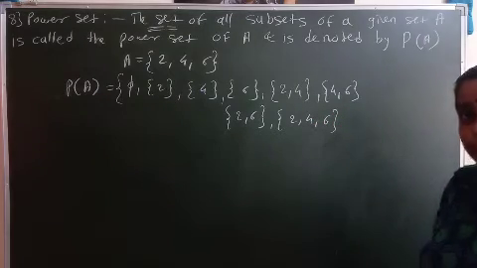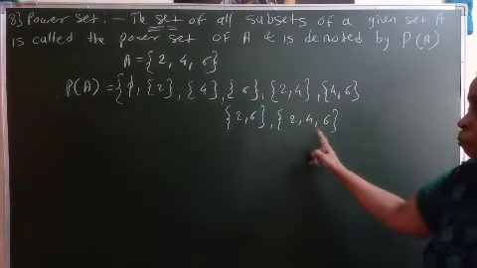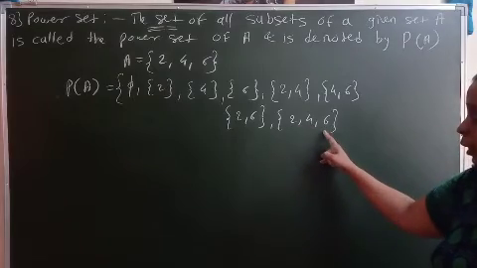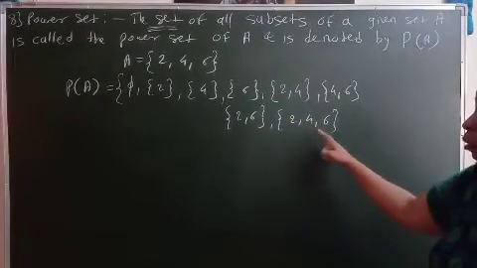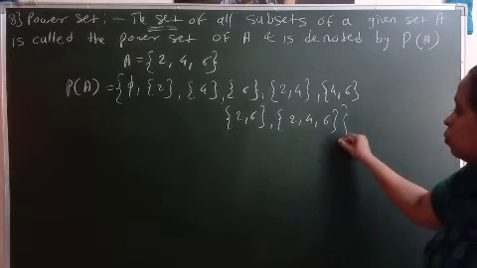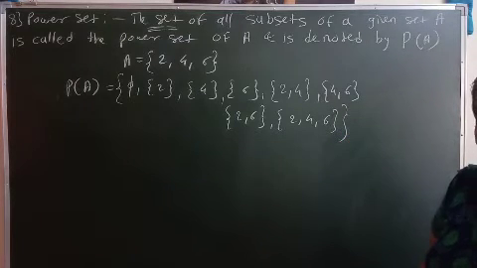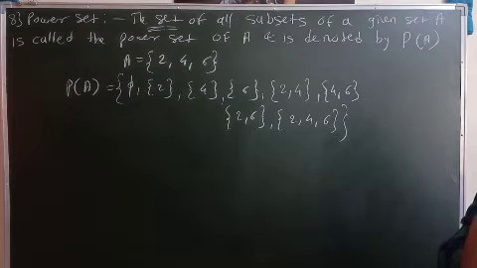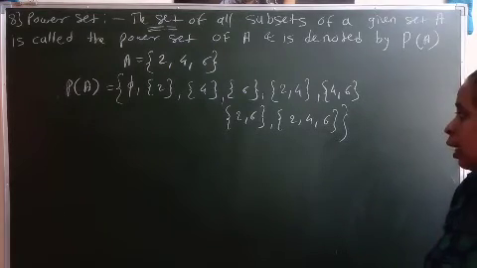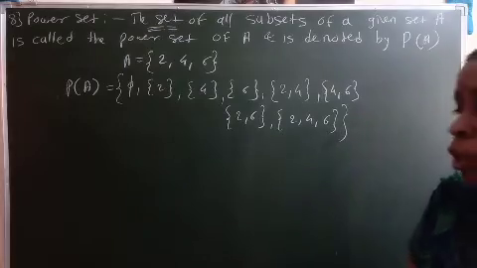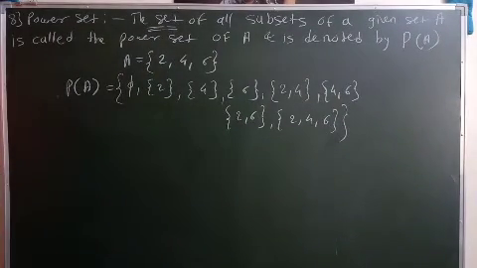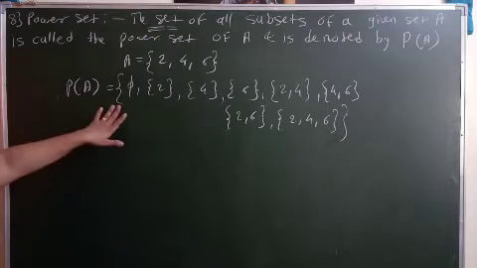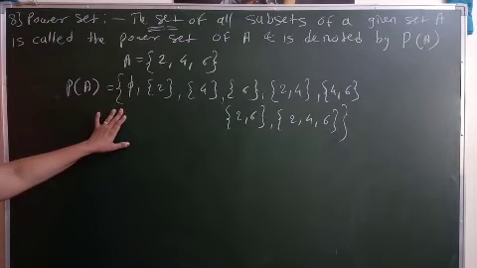Every set is a subset of itself. So by this reason this set is a subset of this set. A is a subset of A. So this is also a subset. So the power set of A is phi, then {2}, then {4}, then {6}, {2, 4}, {4, 6}, {2, 6} and {2, 4, 6}. So these are all the subsets of A and we consider its set. So this is your power set.